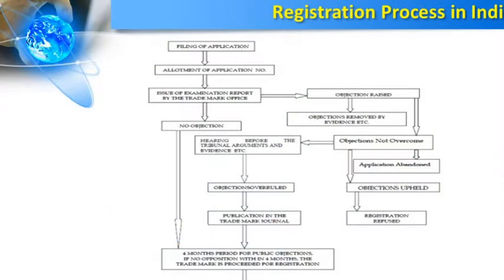And this is the flow chart of the registration process in India. This is all self-explanatory. So this is how we can apply for registration of IPs in India.